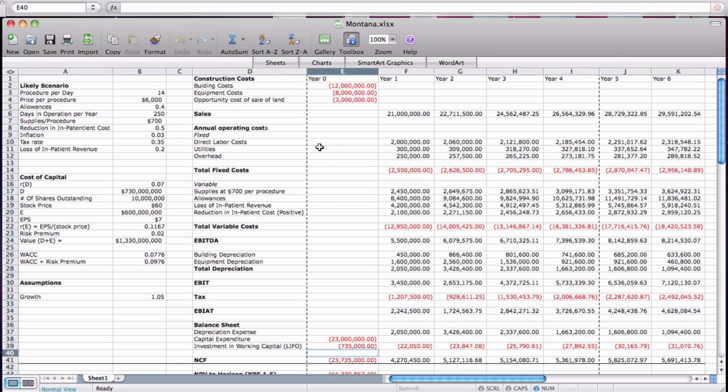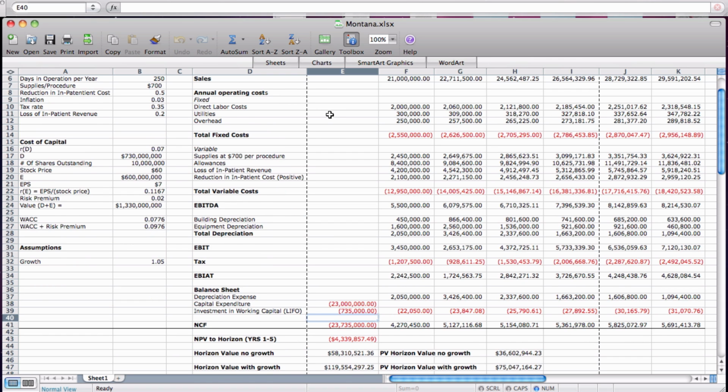So the first thing we want to do is determine our year zero costs. So here we've got our building costs and our equipment costs. One thing that is often omitted or forgotten is the opportunity costs. So in this case, it's the sale of the land that they are building this new facility upon. This cost should be included in your business valuation.